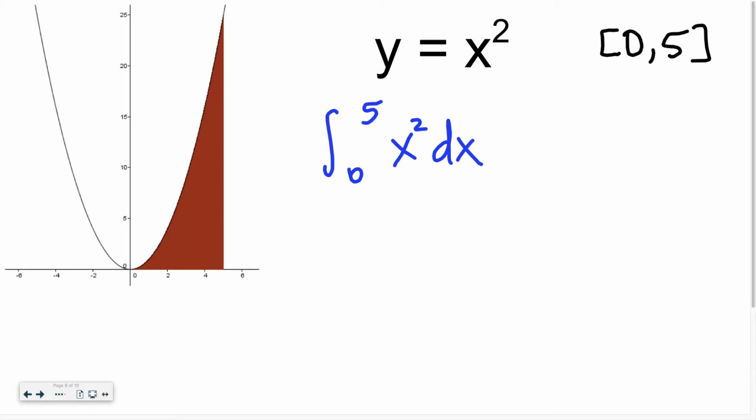Now, just like we did with our rectangles, we need to calculate delta x. And how do we calculate delta x? We calculate it by taking b minus a over n, right? Well, b minus a would be this 5 minus 0. N is going to have to stay as n for our Riemann sum, because we're going to take the limit as n approaches infinity, we're going to get an infinite number of rectangles. So we'll leave it as n. So 5 over n is going to be our delta x.